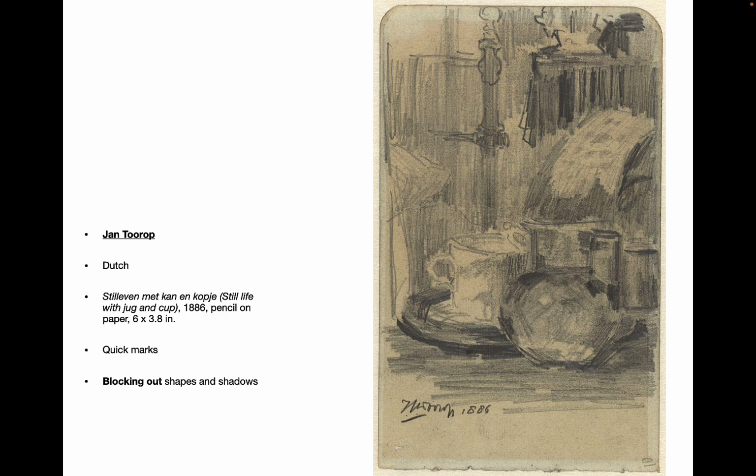This is John Turup, sorry for the bad pronunciation, another Dutch artist. I don't have the dates that he lived, but this is from 1886, and it's a still life with a jug and a cup. It's a pencil drawing, and the reason I want to show this is so you start noticing how quick these marks are. This artist is getting their composition worked out. Pencil is a really nice way to get marks down on paper really fast, and work out where you're going to place and arrange your objects.